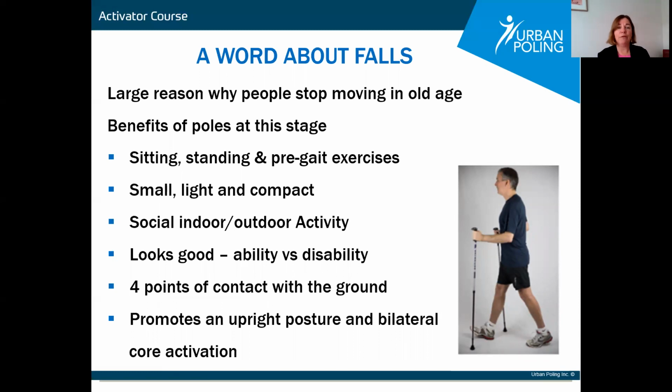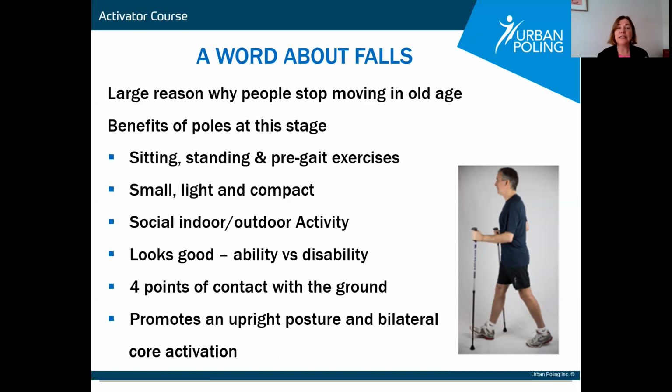A little word about falls. If somebody is an older adult and they have fallen, it does take them a while to regain their confidence, and oftentimes their physical ability is less as a result, depending on what injuries they have sustained. So it is a big reason why people stop moving as they get older. So the poles do provide this extra level, not only of support, but of confidence for people when they are moving back from a fall, moving into their regular exercises again.